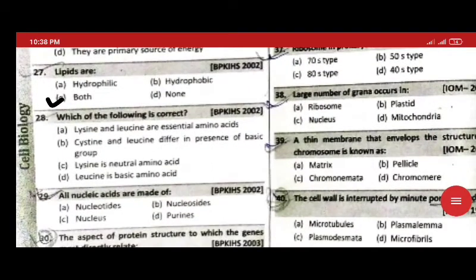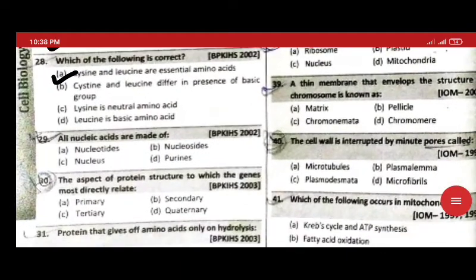Now 22, which of the following is correct? Here we can see lysine and leucine are essential. Okay, this is right. Lysine and leucine are essential amino acids. Now 29, all nucleic acids are made up of what? Nucleic acid is made of nucleotide. The main component is nucleotide.